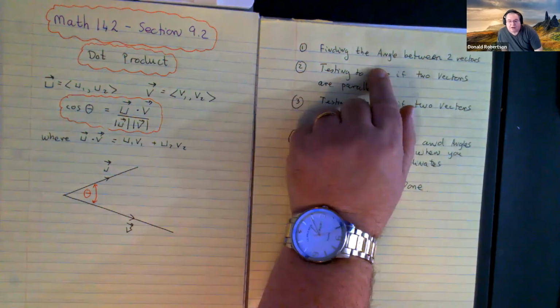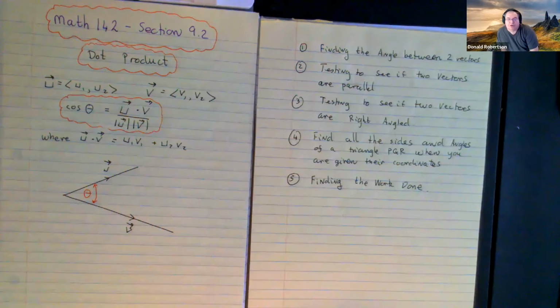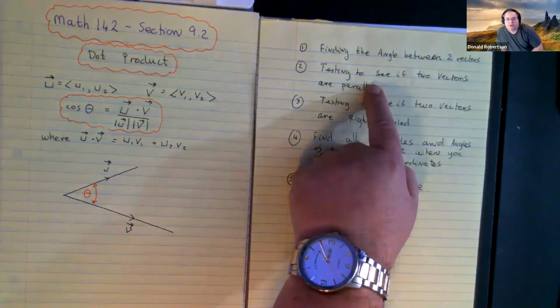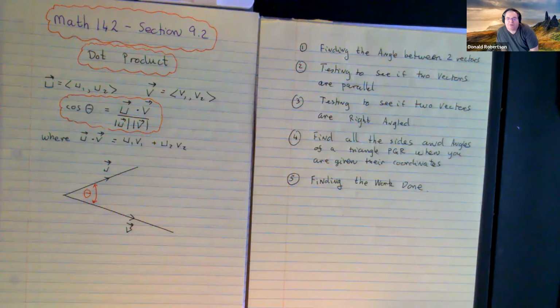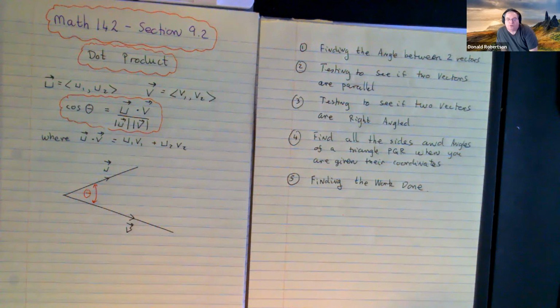So the things we're going to look at are basic stuff like finding the angle between two vectors, and we'll be doing a few examples of different kinds of that. Then we're going to test to see if two vectors are parallel. Then we're going to test to see if two vectors are right angled. And then we're going to use the dot product and other things to find all the sides and angles of a triangle PQR when all you're told are their coordinates. And lastly, we're going to do an application, which is finding the work done.